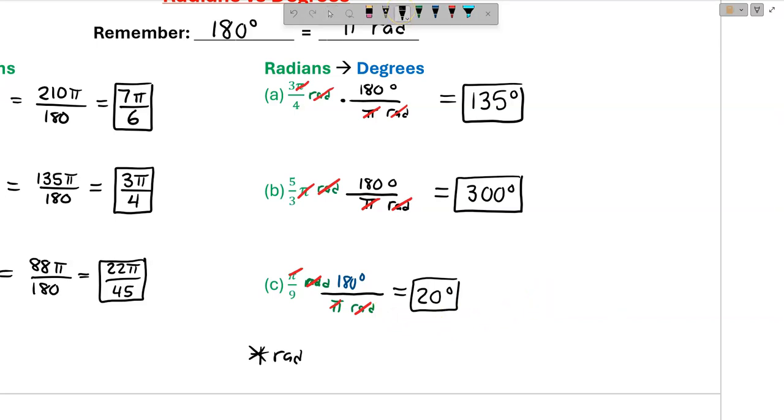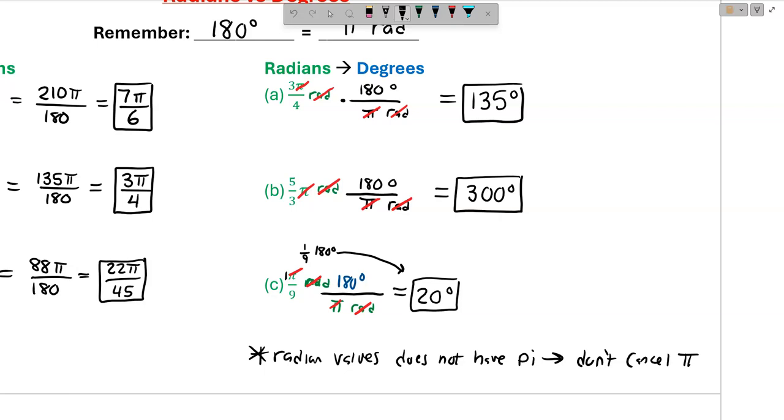If the radian value does not have pi in it, don't cancel the pi. You only cancel the pi if the radian value has pi in it. So you would actually do the division of pi and you would get some decimal answer. In this case, because there was nothing left in the numerator, really that's the number 1/9. So really what you're putting in to multiply here is 1/9 times 180, and that's where I'm getting my 20-degree measure from.